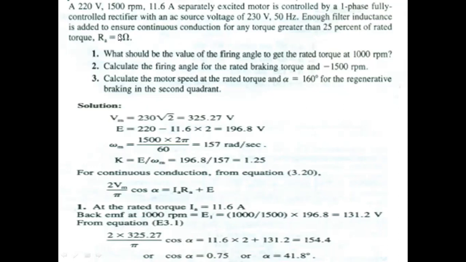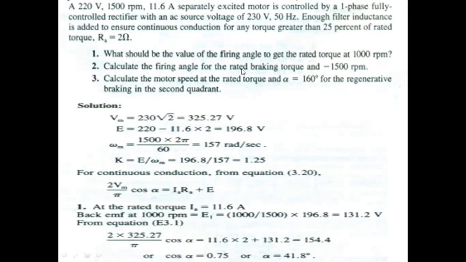Now, the first bit: what should be the value of the firing angle to get the rated torque at 1000 RPM? So in the first bit, we have to find the value of alpha at the speed of 1000 RPM, obtained at rated torque. And in the second bit, calculate the firing angle for the rated braking torque at minus 1500 RPM. So if you observe, in the first 2 bits you are asked to find the firing angle value.